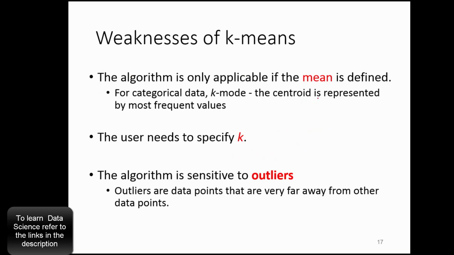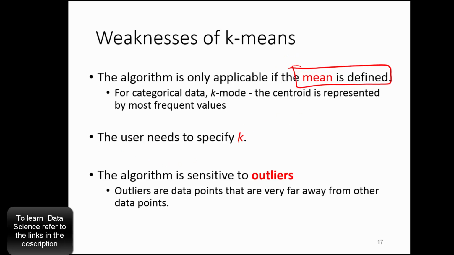The algorithm is only applicable if the mean is defined, and many times your mean wouldn't be defined, especially when you do not have numeric data. In that case, you won't have a mean, right? So K-means is not applicable in those cases.